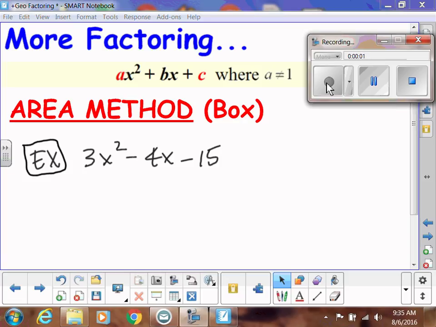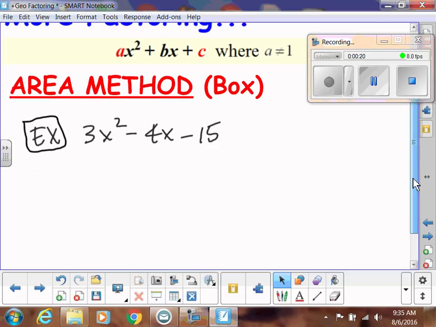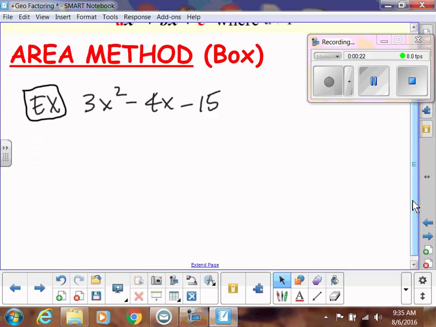Okay, we are continuing on in our strategies for factoring a quadratic trinomial where a is not equal to 1. So we're going to use in this video what is called the area method or box method. You can call it either, and I might call it either. Okay, so here's the idea behind the area or box method.